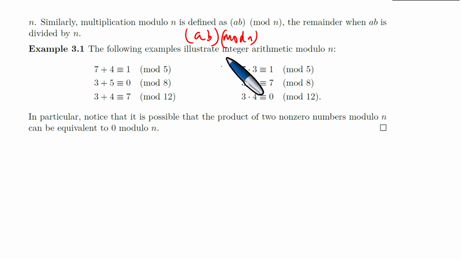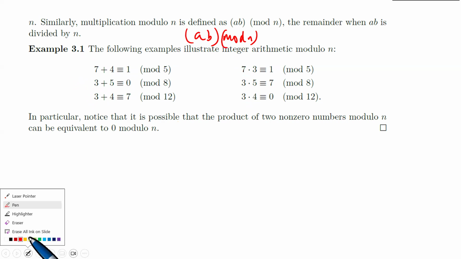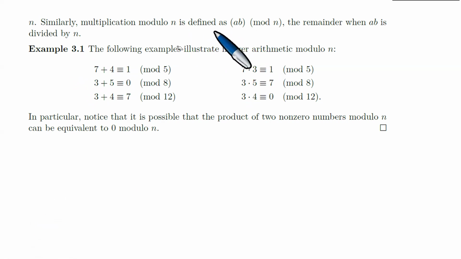The following examples illustrate integer arithmetic modulo n. Let's just recap some arithmetic in the textbook. For example, what is 7 plus 4 modulo n? Why is the author saying modulo n? Because you can see it's modulo 5 here, modulo 8, modulo 12, so the n changes from one example to the next. But obviously we know that 7 plus 4 is actually 11.